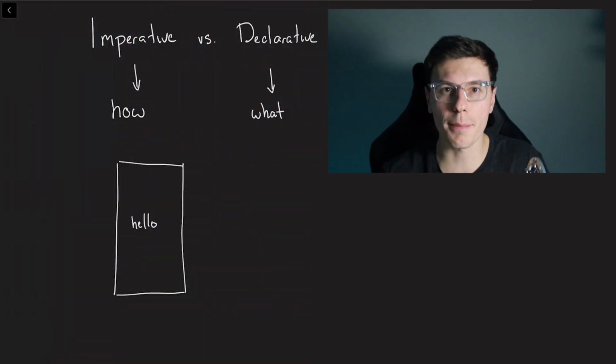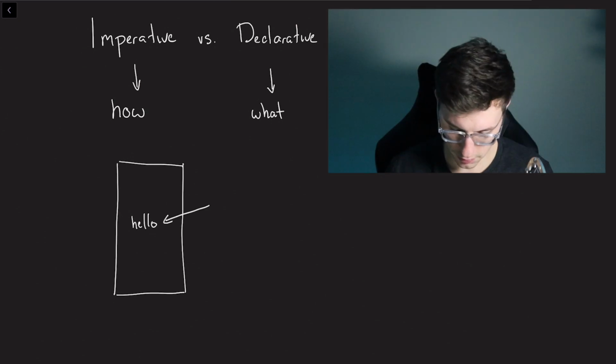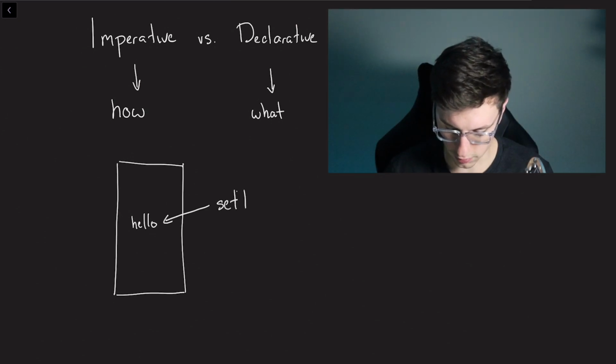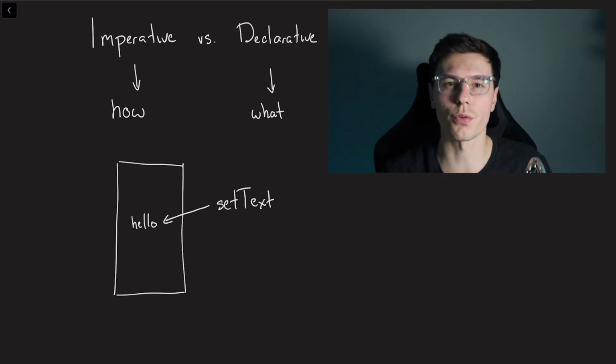Let's pretend we have an app that says hello in the middle of the screen. An imperative solution would be for the code to tell the app to go change that text. So basically you go in, and maybe have a function called setText, and it takes that text and changes it to whatever else you want.